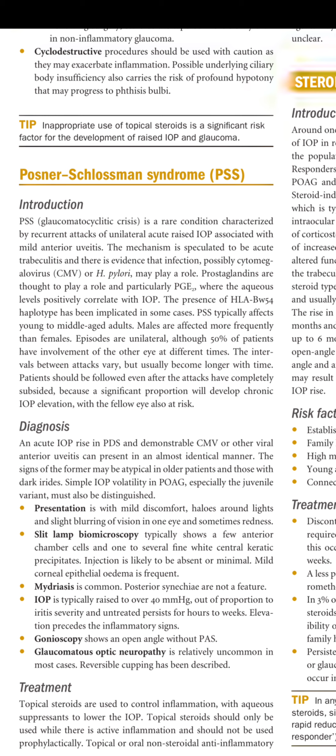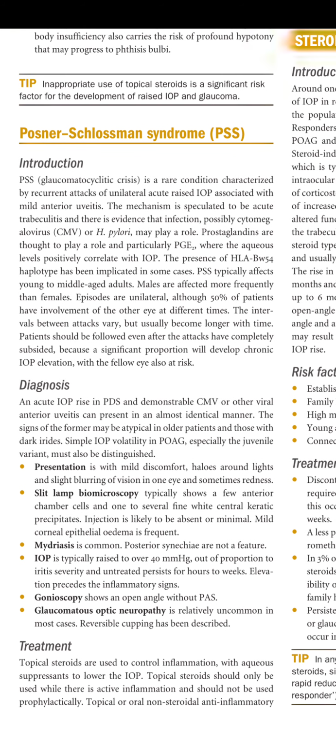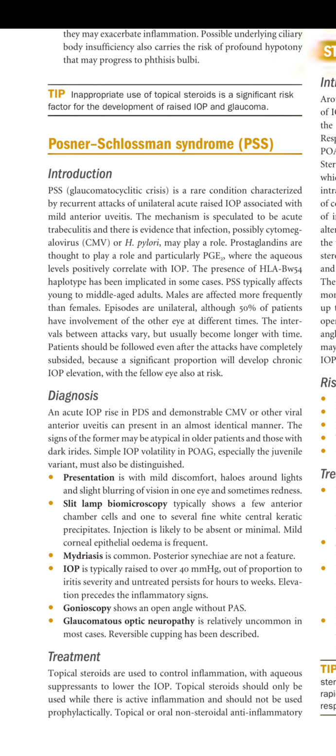Posner-Schlossman syndrome typically affects young to middle-aged adults. Males are affected more frequently than females. Episodes are usually unilateral, so it is a unilateral disease, although 50% of patients have involvement of the other eye at different times. The interval between the attacks varies, but usually becomes longer with time. Patients should be followed even after attacks have completely subsided, because a significant proportion will develop chronic IOP elevation, with the fellow eye also at risk.